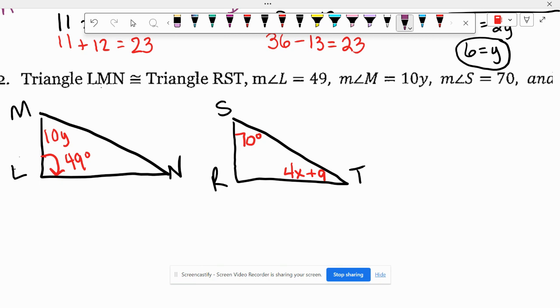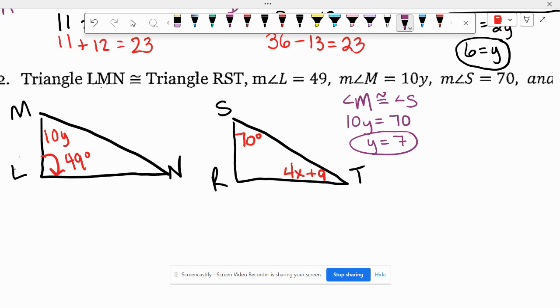What do you think, Dylan? What could you say about angle M? What is angle M congruent to? It's the second letter of the first triangle. Good job. Angle M is congruent to angle S. That means that their measures have to be the same. That means that 10y has to equal 70. So what does y equal? Y is 7. God bless you. Y is 7. Okay.